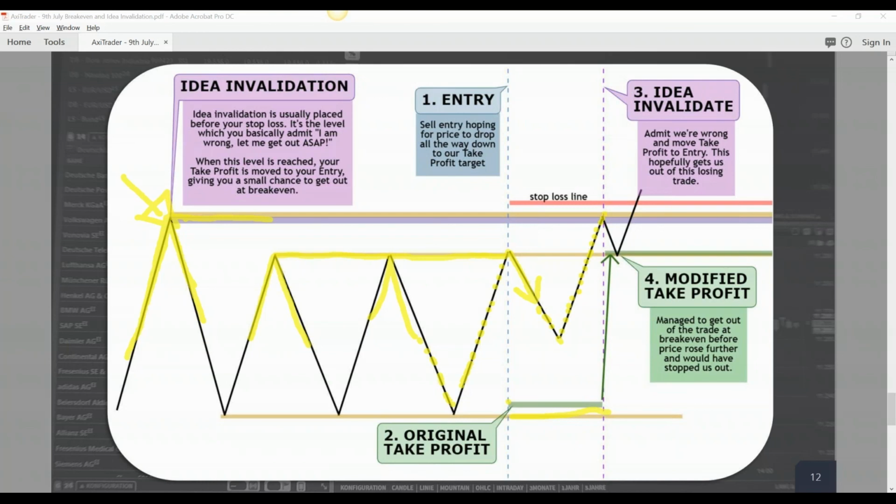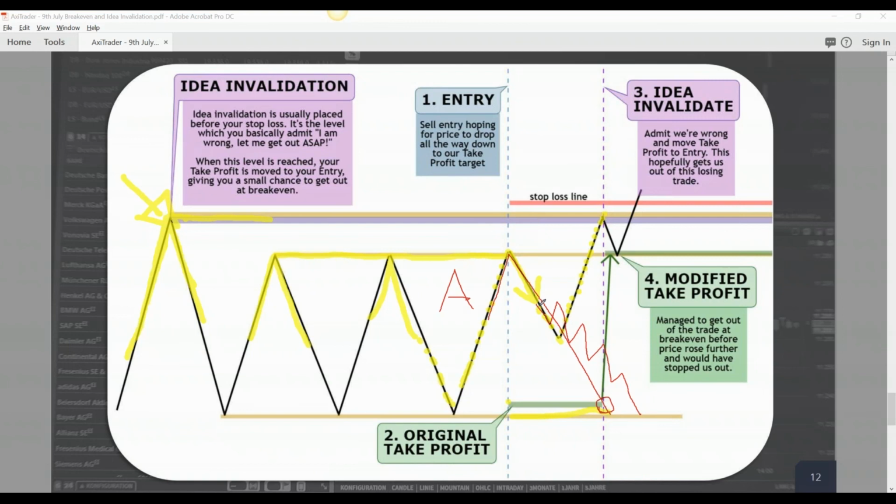My original idea is this: price will come here and price will drop all the way to my take profit. It might not drop all the way. It might go up and down, up and down, up and down. But yes, it is supposed to reach my take profit. That is plan A.